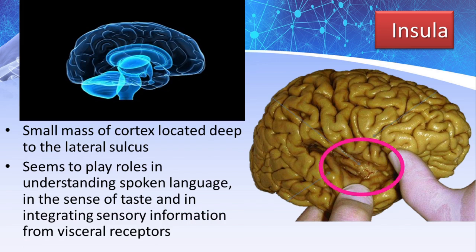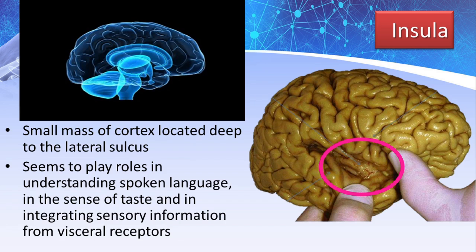Here you can see the fifth lobe of the cerebral hemispheres, that is the insula. It is a small mass of cerebral cortex which is located deep to the lateral sulcus. We can see the fifth lobe, the insula, only by retracting the nearby lobes located near the lateral sulcus. Only by pulling apart the surface lobes of the cerebral hemispheres can we see the insula.